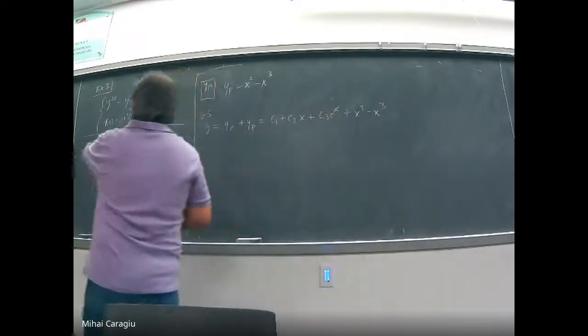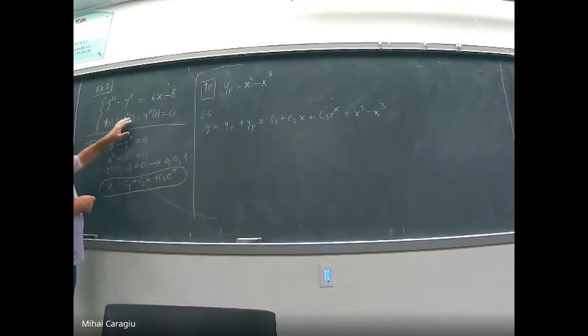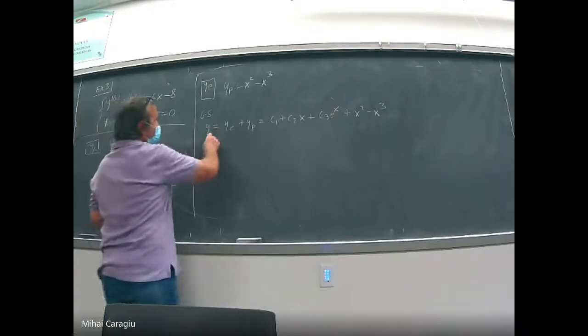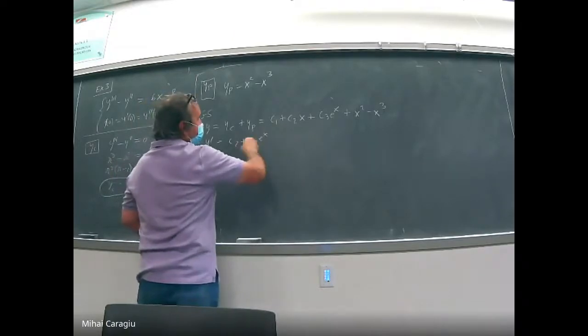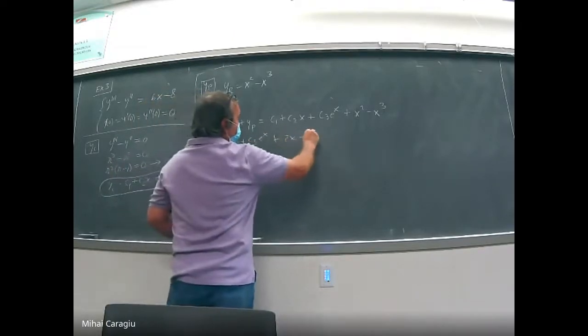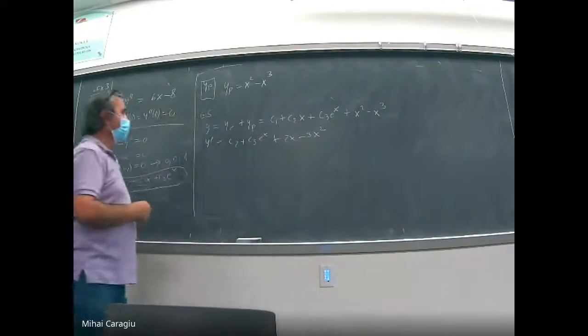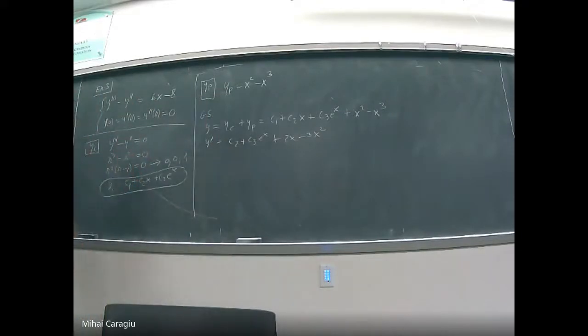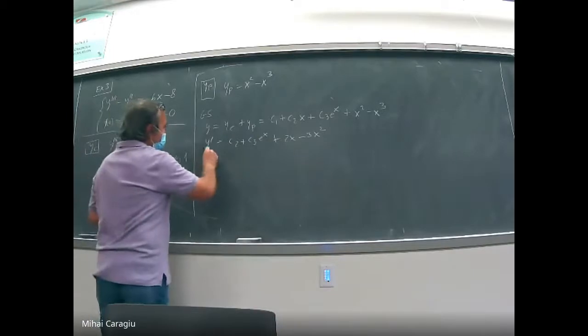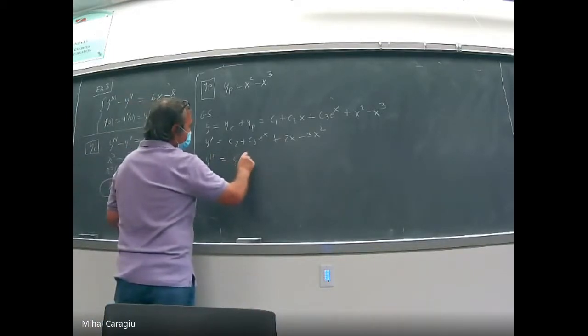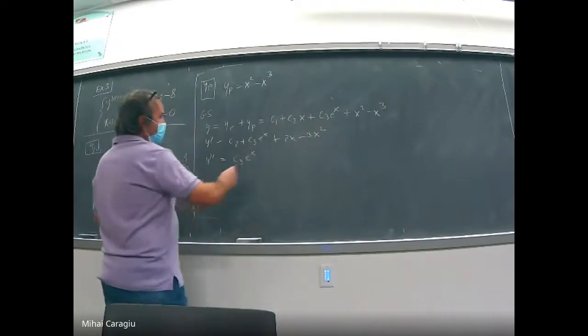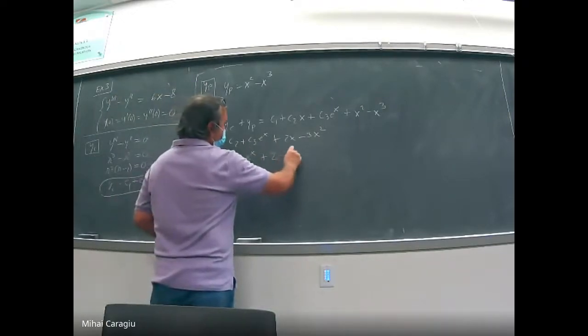Now to deal with those three initial conditions, we have to differentiate to get y prime and y second. So y prime will be C2 plus C3 e to the power x plus 2x minus 3x squared. And y second equals C3 e to the power x plus 2 minus 6x.